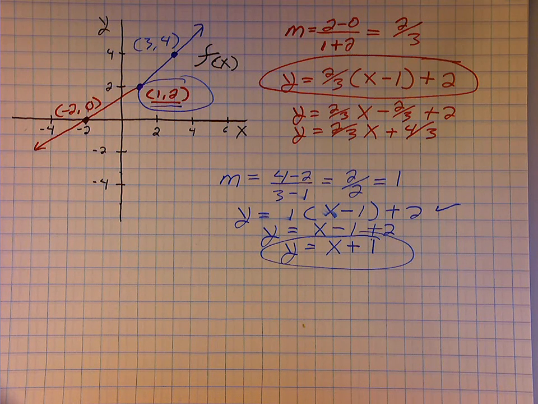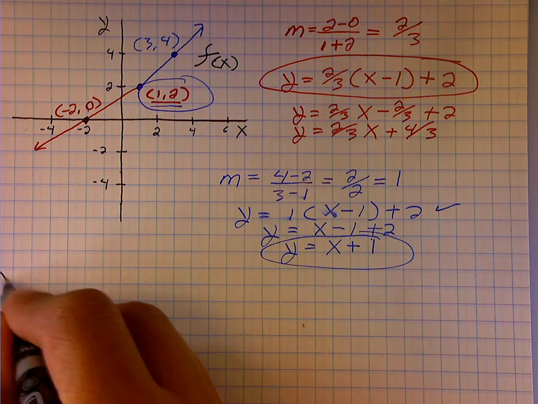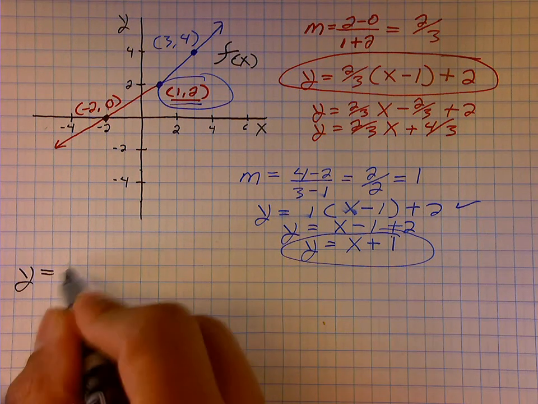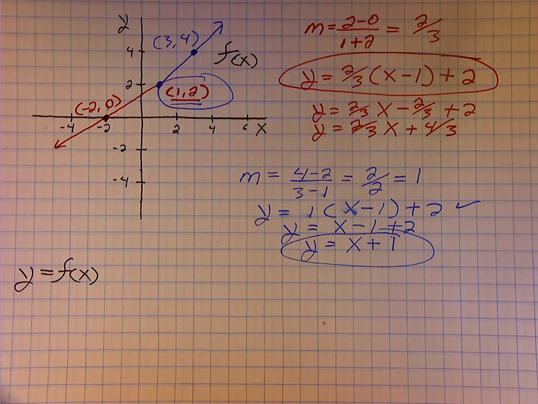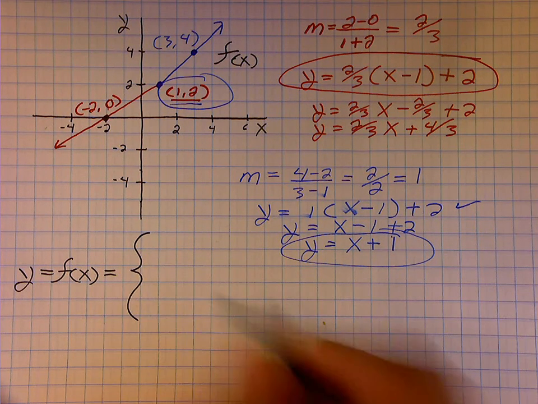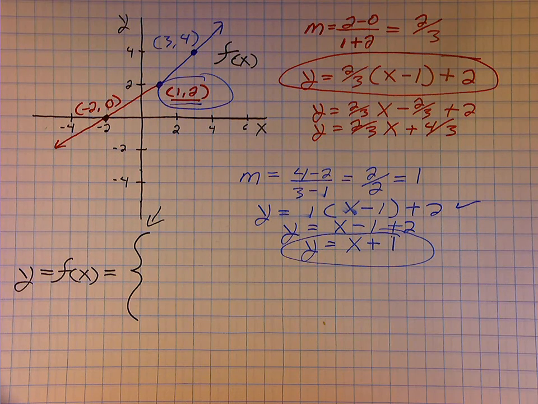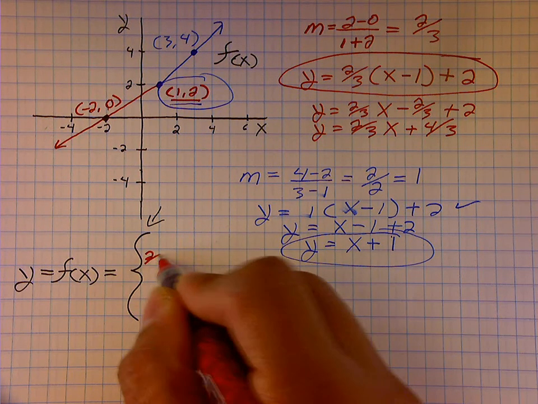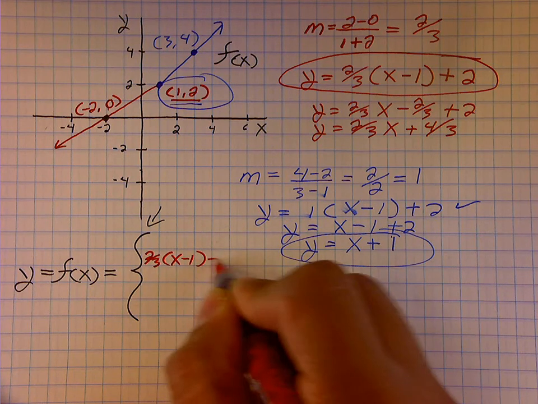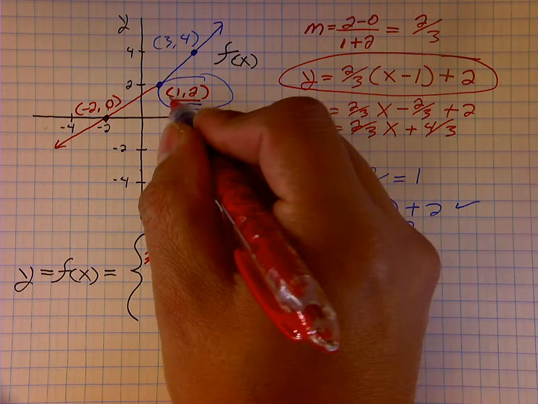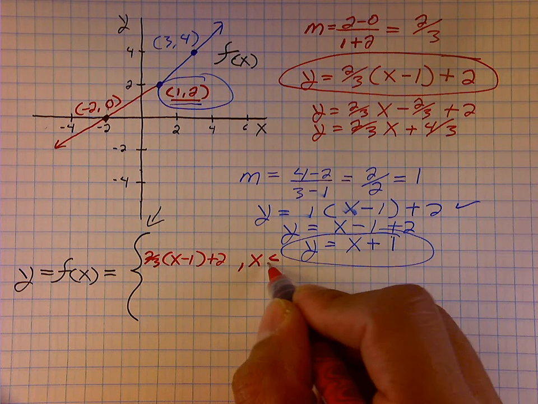Now, what's important to remember about piecewise functions is I have one and only one function. So I only have one set of y values. That's it, one set of y values, and we can use function notation. And that one set of y values is going to come from a set of possible equations. So this symbol here represents that I have more than one equation to represent my function. So the first choice is going to be 2/3 times x minus 1 plus 2. And I can make that choice when x is less than 1.